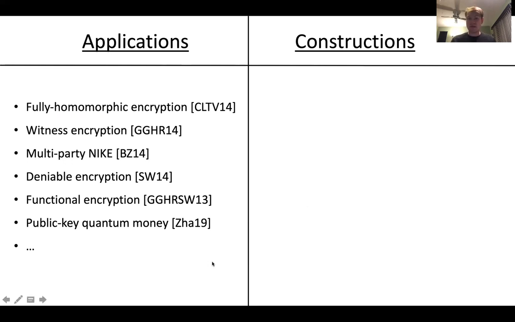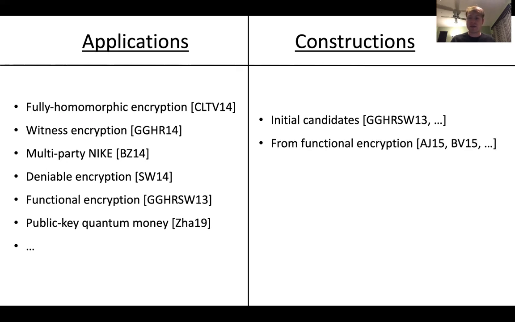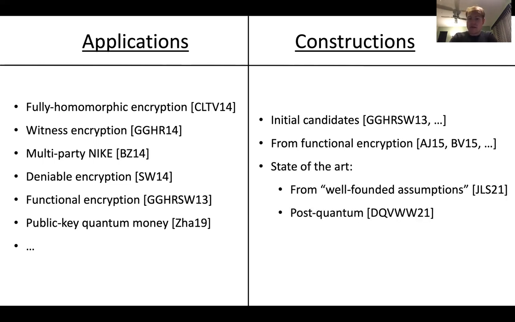Over the past 10 years, there's also been a huge amount of work on constructions of classical obfuscation, starting with some initial candidate constructions that showed the plausibility of IO for general circuits. There's been a whole line of research constructing IO by going through the functional encryption route. Today, the state of the art is that we know how to construct obfuscation for all classical circuits from well-founded assumptions, including assumptions on bilinear maps, which are not post-quantum. There's also another line of work focusing recently on building post-quantum obfuscation, and we have some good heuristic candidates for that.